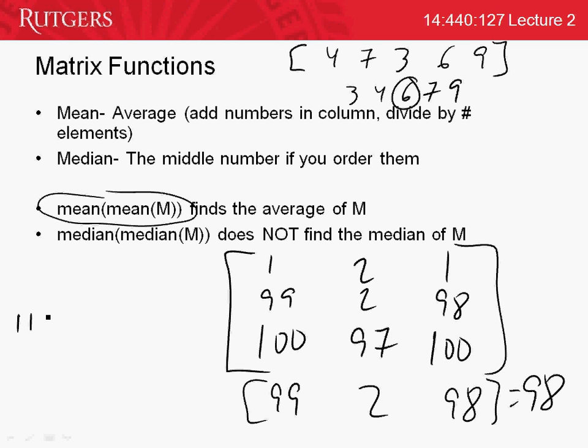If we write all the elements of the matrix in order, 1, 1, 2, 2, 97, 98, 99, 100, 100.